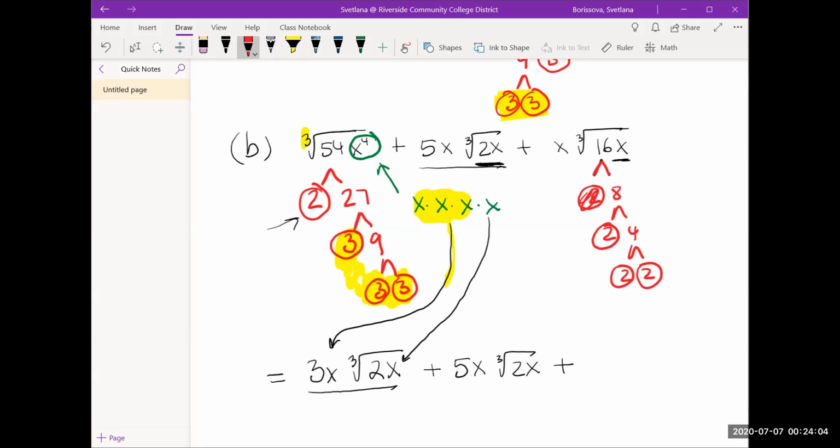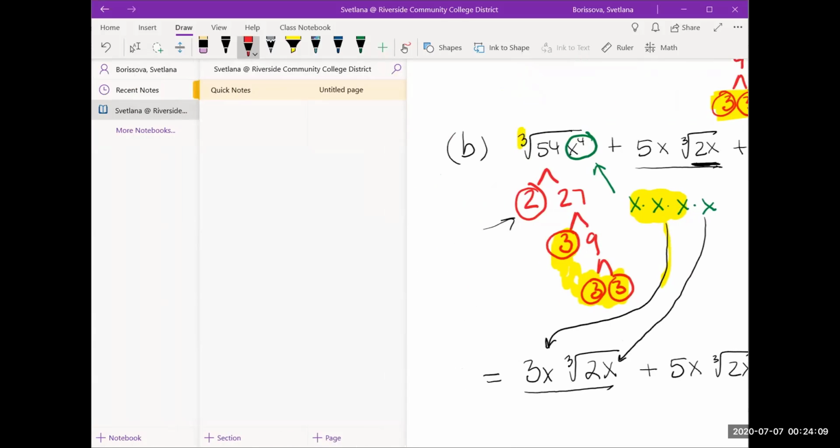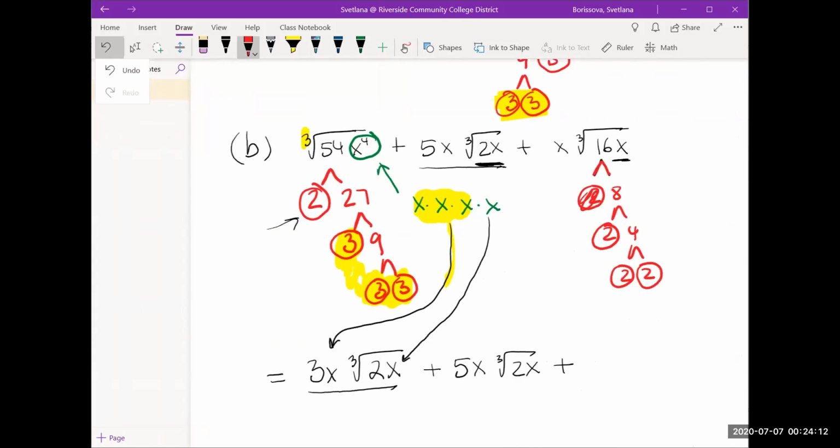I'm dealing with cube root, so it means that I want to find a triplet. Here's a triplet. So if I find a triplet, then one of those numbers will appear outside. So 2 will appear outside. It means that now, and I already have another x outside, so it's going to be 2x that's outside. And the 2 that didn't have a triplet or was not part of a triplet stays inside the radical. So cube root of 2, and then I also had x inside, like that.